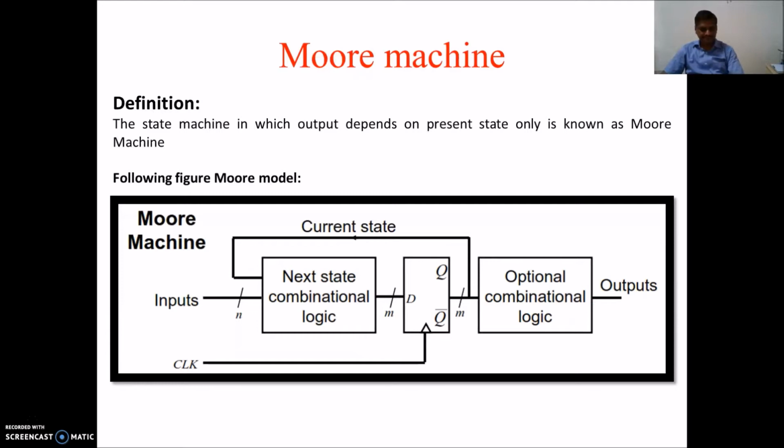Similarly, for the Moore machine, the state machine in which output depends on the present state only is known as a Moore machine. In this particular case, look at this part. This is always the state, this is the input combinational part, and this is the combinational circuit at the output side. But here this output depends only on the present state of the machine, because the output of the memory element is known as the present state of the machine and the input to the memory element is known as the next state of the machine, that is NS.